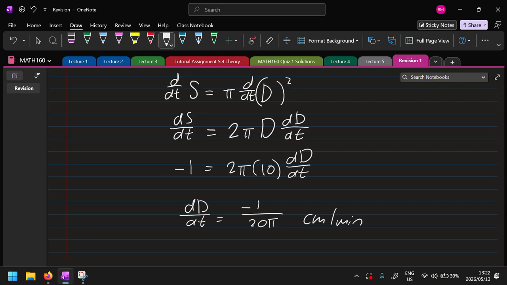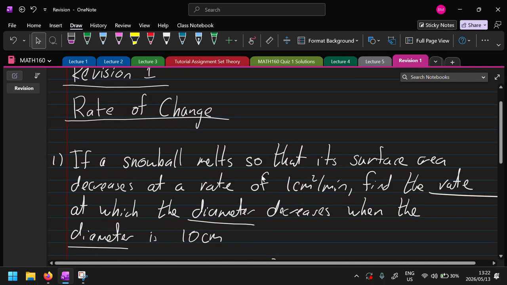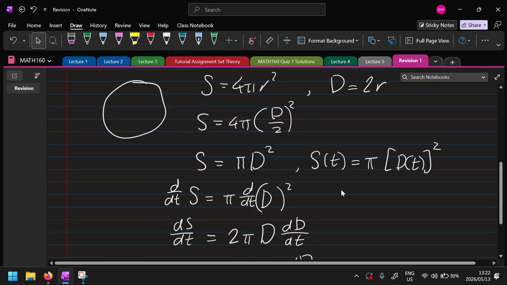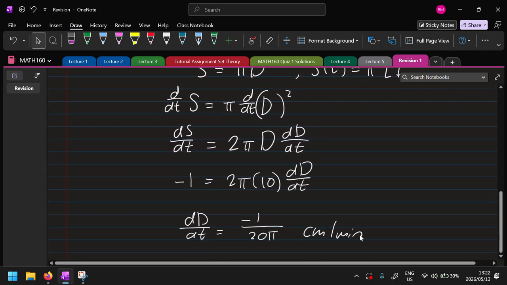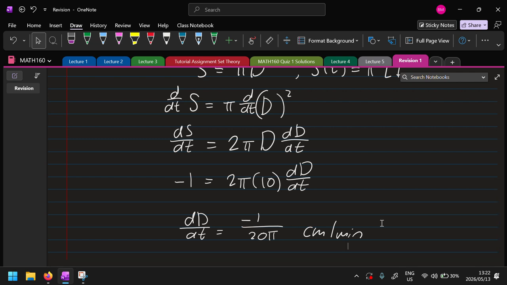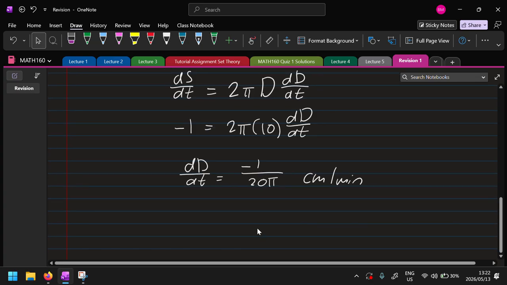Okay, quick check. It's negative. That means it's decreasing. Of course, if it's melting, obviously it needs to be getting smaller. And then the units: the diameter was given in centimeters, so centimeters. And then the time, it says it melts over minutes. So the units here will be centimeters per minute. Remember, the final answer is always like 2 marks, 1 for the number, 1 for the units, whatever units were given in the question. You can either leave your answer like this, or like I said before, 2 decimal places, that's fine. Otherwise, just leave it like this.